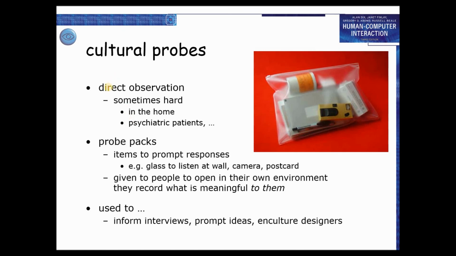So in such cases, when direct observation is not possible, then we can use something called a cultural probe. Now cultural probe is based on something called a probe pack. The word probe means a sort of searching. So probe pack means it's a pack. It's basically a bag you see over here on the right side. It's a plastic bag which contains some devices that can help to search for some answers.